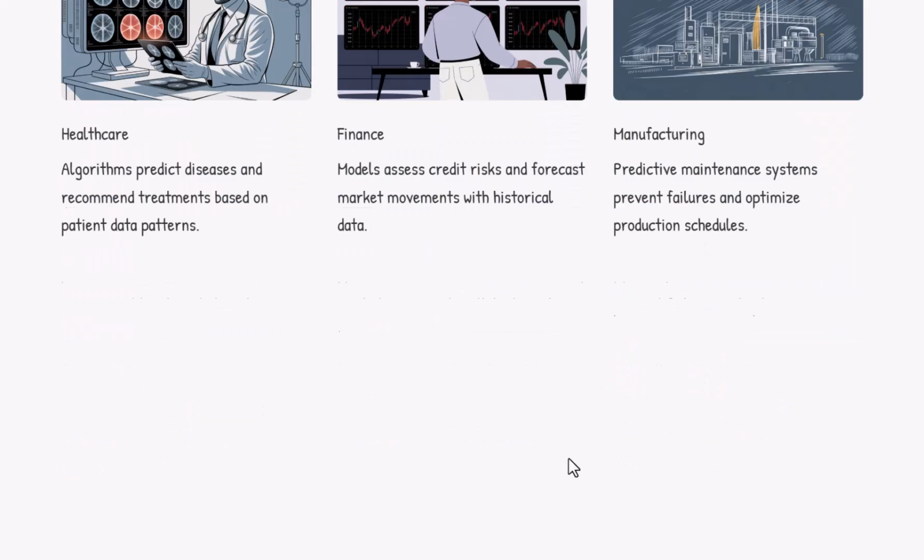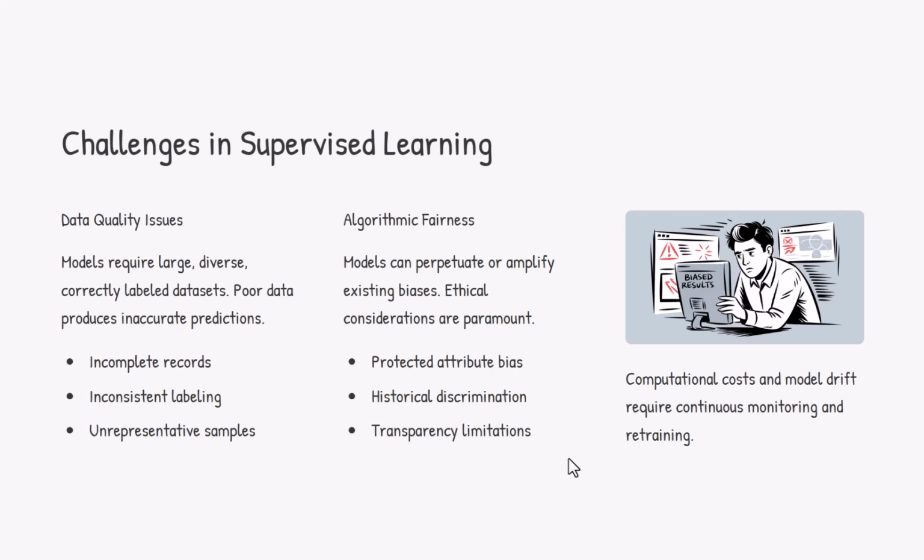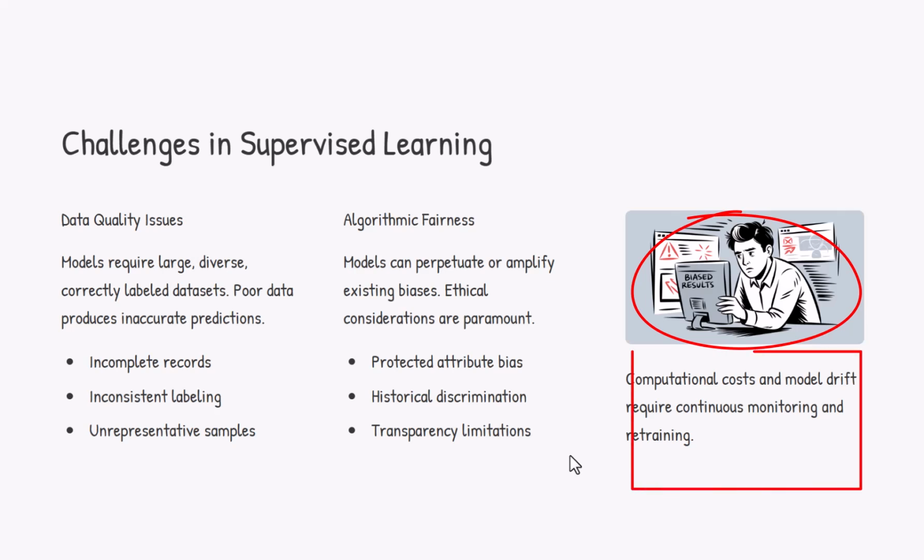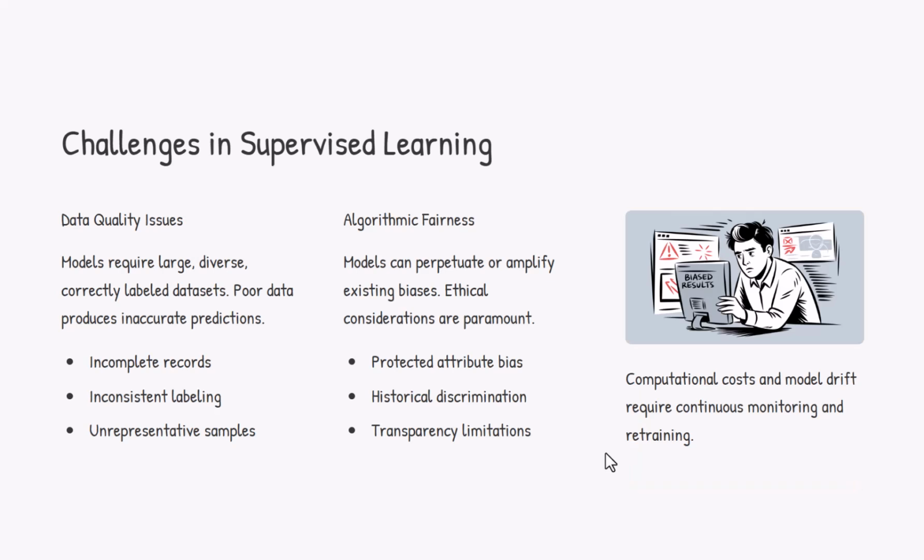Supervised learning depends heavily on high-quality labeled data, and labeling is often expensive or time-consuming. We also face bias in training data, fairness issues in sensitive applications, computational complexity as data grows, and the need for continuous model updates to handle change. Ignoring these can lead to models that are accurate but dangerously wrong.